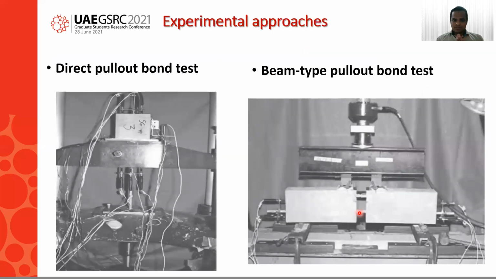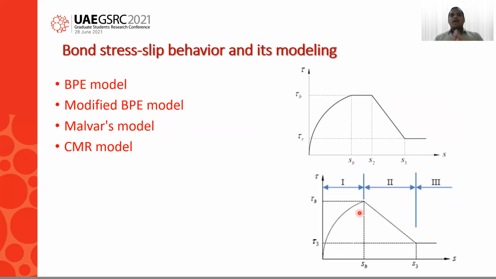One of the best approaches is the experimental one. There are two types of tests commonly used to analyze the bond performance: one is the direct pull-out test, another one is the beam type test. The ultimate goal of the researchers is that they propose many bond-slip models to explain the entire behavior of bond performance. These are some of the popular models available in the literature: BPE, modified BPE, Malvar, and CMR models.